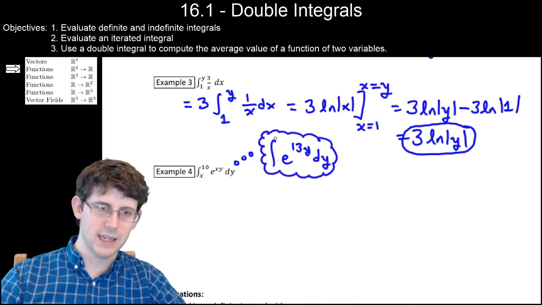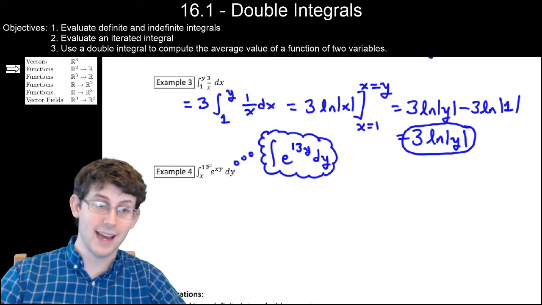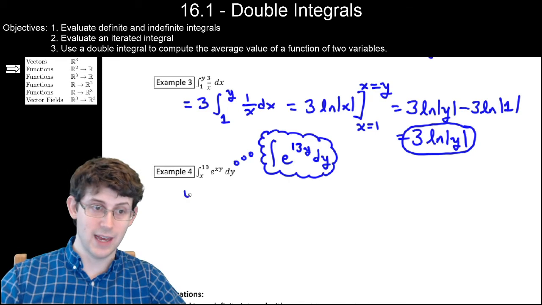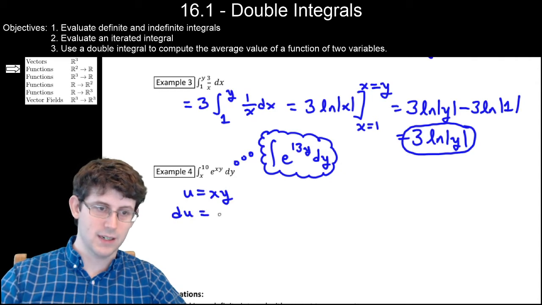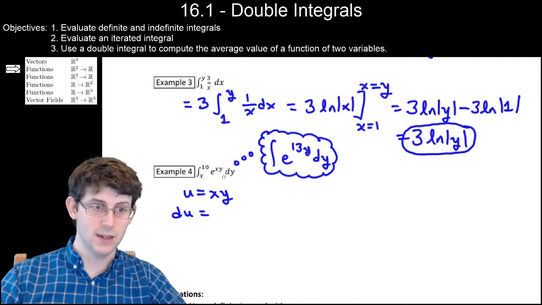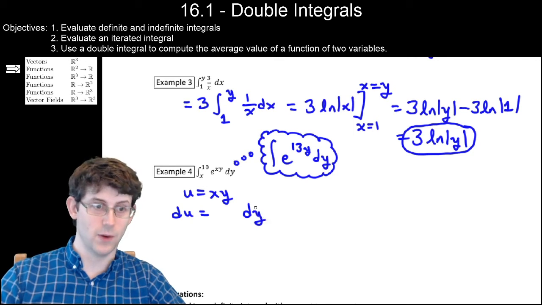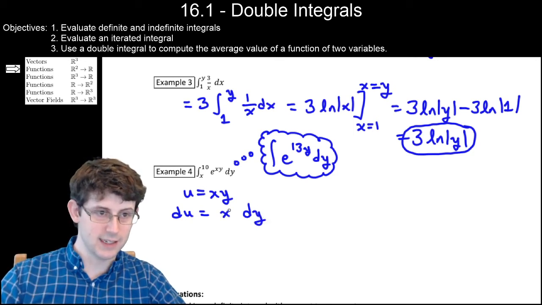In this case, because it's an integral with respect to y, we're treating the x the same way we would treat the number 13. And I think the easiest way to do that is to let u equal the inside function. Then we'll take the derivative of our substitution. We're hoping to get everything in terms of y, so I'll take the derivative with respect to y, and I get x dy.